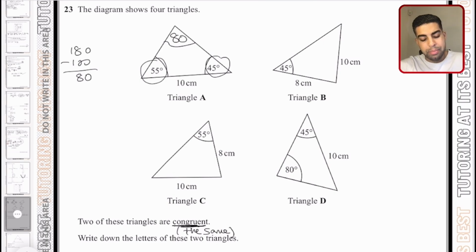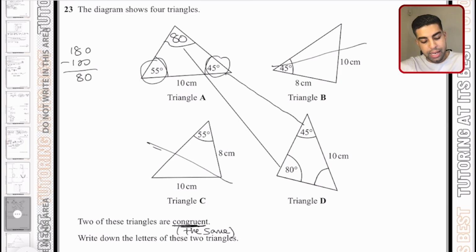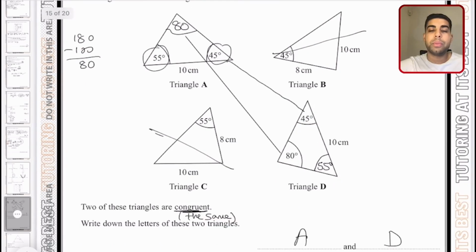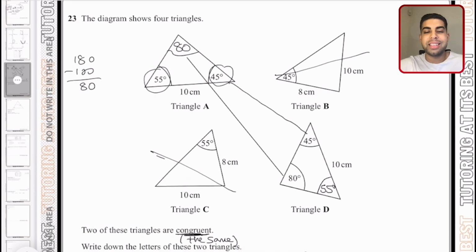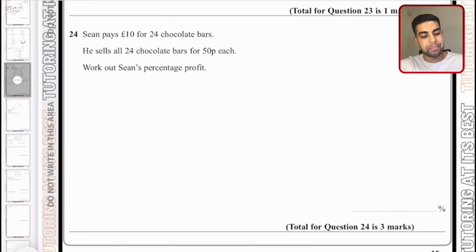For our triangle B, we're not really given much information. Likewise, for triangle C, we're not really given enough information. But for triangle D, we have 45, which is common, and 80, which is also common, which leaves our third angle to be 55 degrees. So by saying that, we can infer that triangle A and D are both the same. So we can now state that triangle A and D are both congruent. Wonderful.